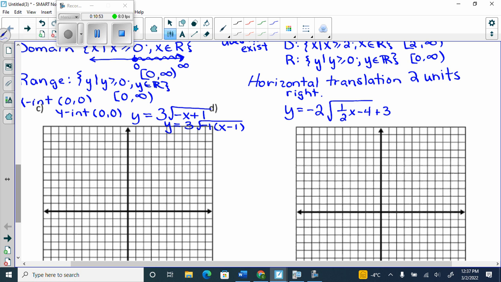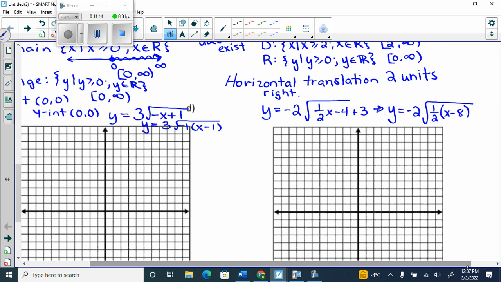I promise you. If you're like, I suck at that, use your calculator. It's expensive. Get some use out of it. Go 4 divided by, in brackets, a half. It will tell you it's 8. Okay? So this is going to become y equals negative 2 root 1/2 x minus 8 plus 3.